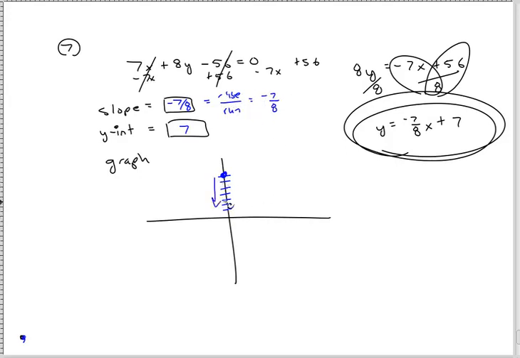So I fall 7, which brings us back to the line here. And then 1, 2, 3, 4, 5, 6, 7, 8. And then you connect the dots. There you go. And isn't that a negative slope anyways? Like what we had talked about earlier. So that confirms that our negative slope makes sense there.